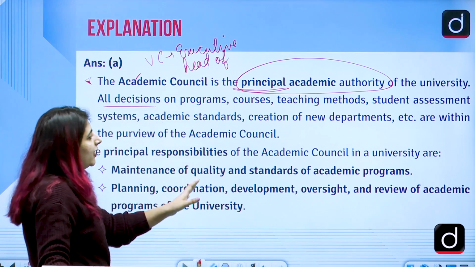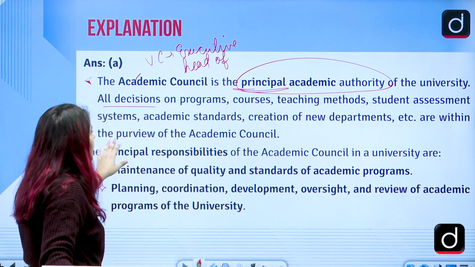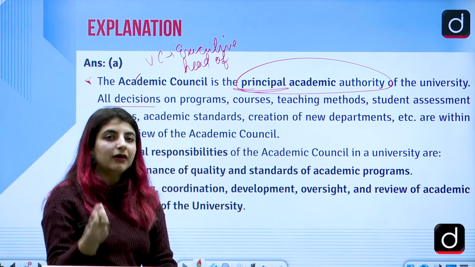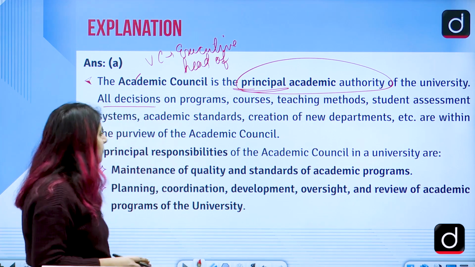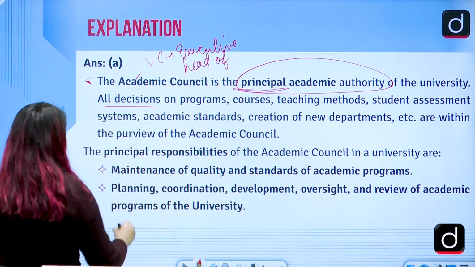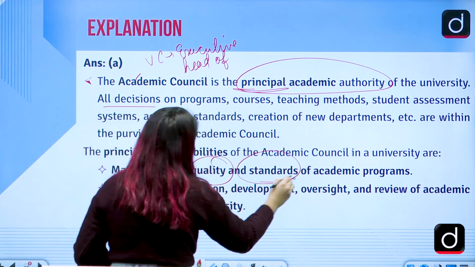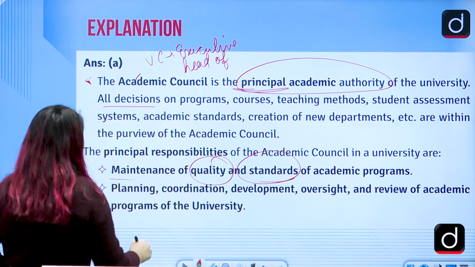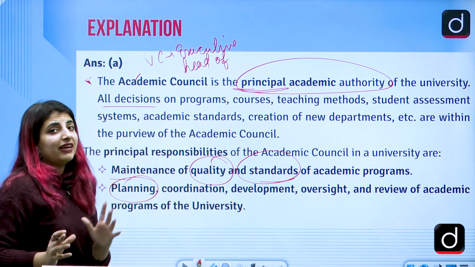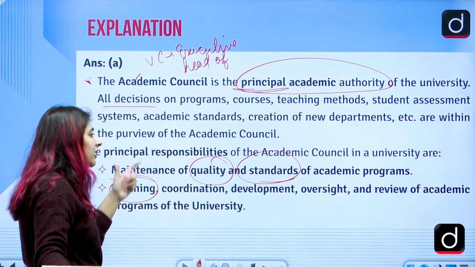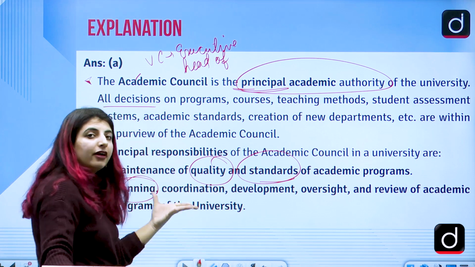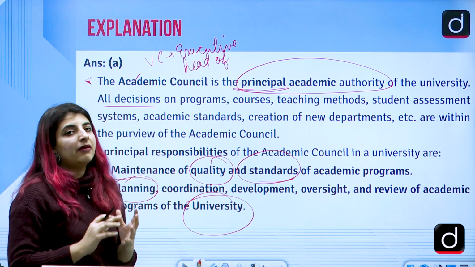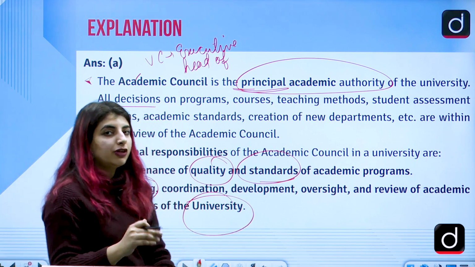Academic standards, creation of new departments, etc. are within the purview of the academic council, that if it wants to introduce new syllabus or new departments, that all will come under the academic council. Principal responsibilities are maintenance of quality and standards of academic programs. This was there in the question, so yes, we have answered it correctly. The second primary responsibility, which we have read in the question already, is planning, coordination, development, oversight, review of academic programs of the university. This is also one such primary responsibility of the academic council of any university.